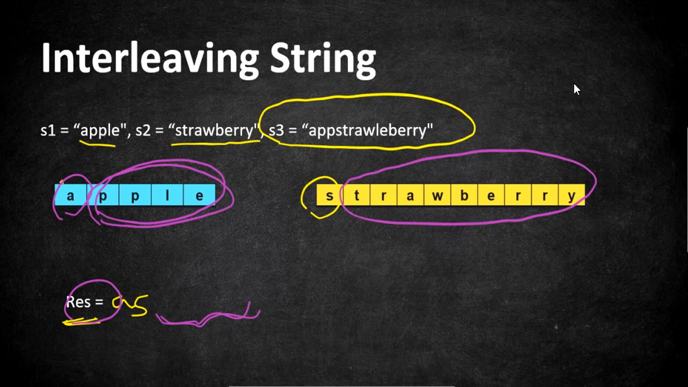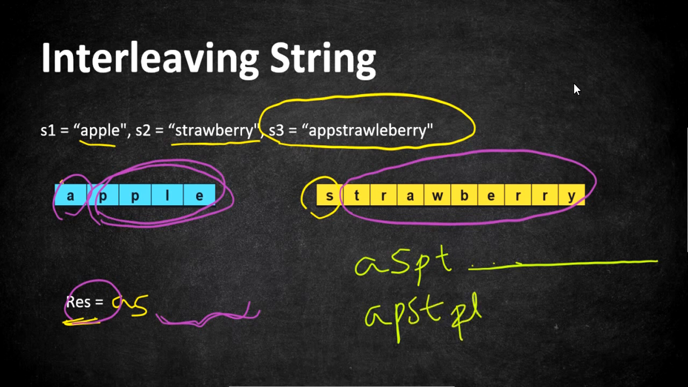For example, here it is going to take A from the first word and S from the second word, and P from the first word and T from the second word, and so on, and construct the complete word by considering all the characters in both S1 and S2. Same way, it can also be constructed as A, P and then S, T and then P, L and then R, A and so on. It can be n number of combinations of these two words S1 and S2, and in this list, if any of the combinations matches S3, then our solution is going to return true. If not, it is going to process all possible combinations and return false.